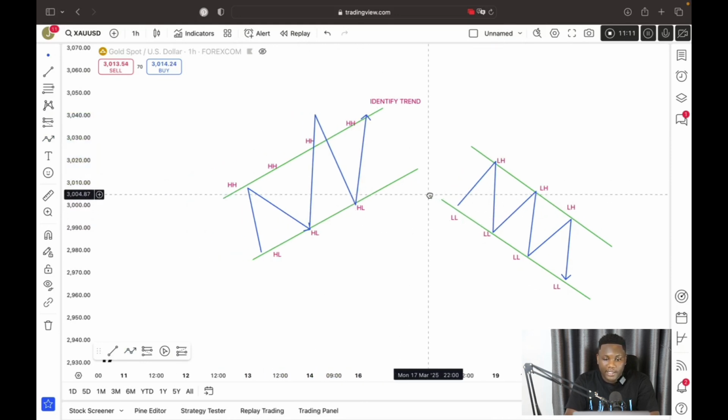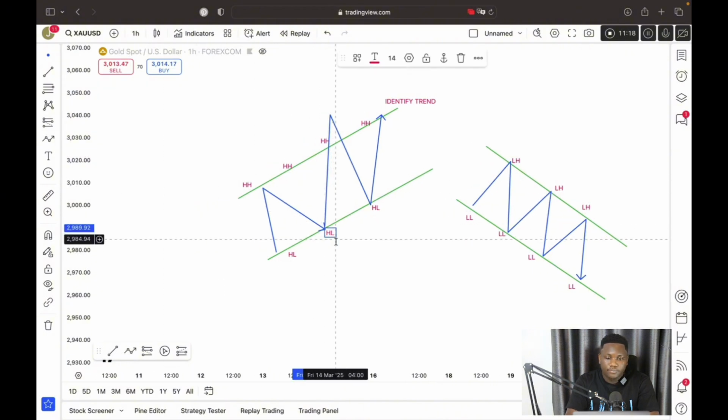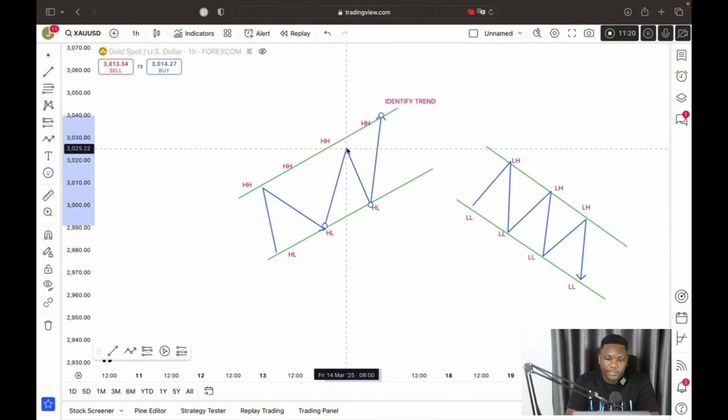And we have another what we call the ranging market. Let me show you what we call the ranging market. So we have this what we call the ranging market.